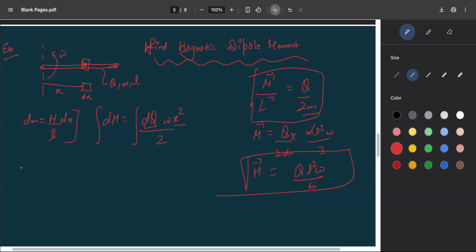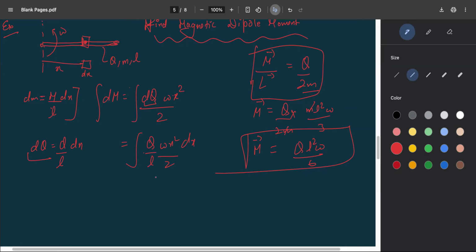What is charge? Total charge is q. So this dq can be represented in the form of q by L dx. Sorry, dx actually. This is what you can put, so instead of dq, you put this. When you do this, you are going to get q by L omega x square dx, and there's a 2. Just integrate this. The moment you integrate this, you are going to get the answer.